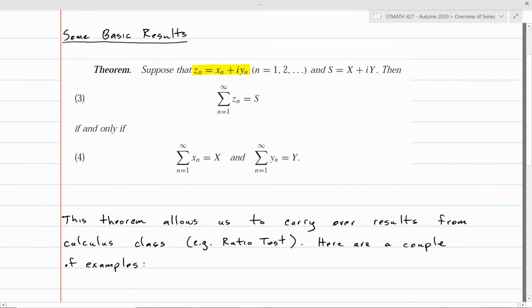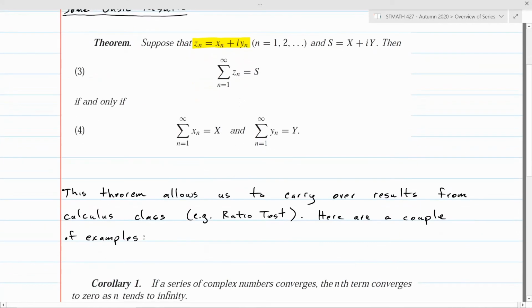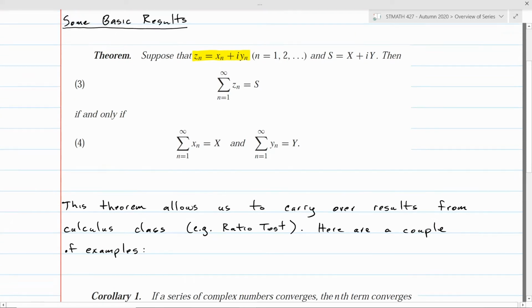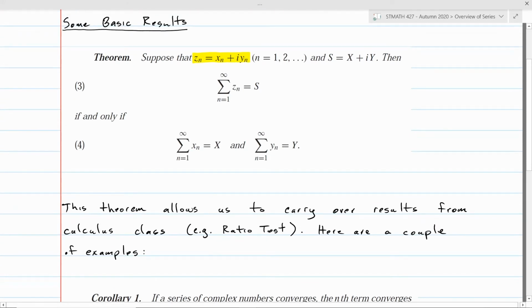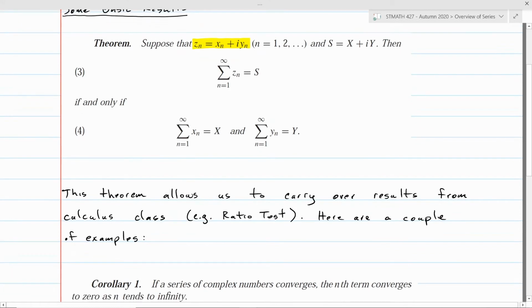So what this does is it allows you to carry over results from calculus class, things like the ratio test and the root test and nth term divergence test, all those little facts you learned about convergence of series and how to determine what they converge to, and things about how to tell if the error is going to 0. All that stuff you learned, you can apply it to complex series. You just have to break it up into the real and imaginary components.